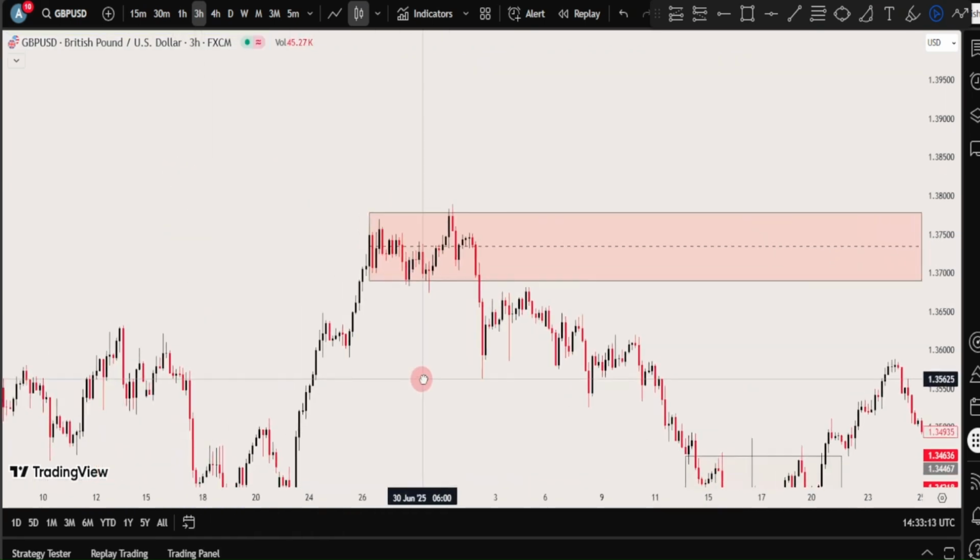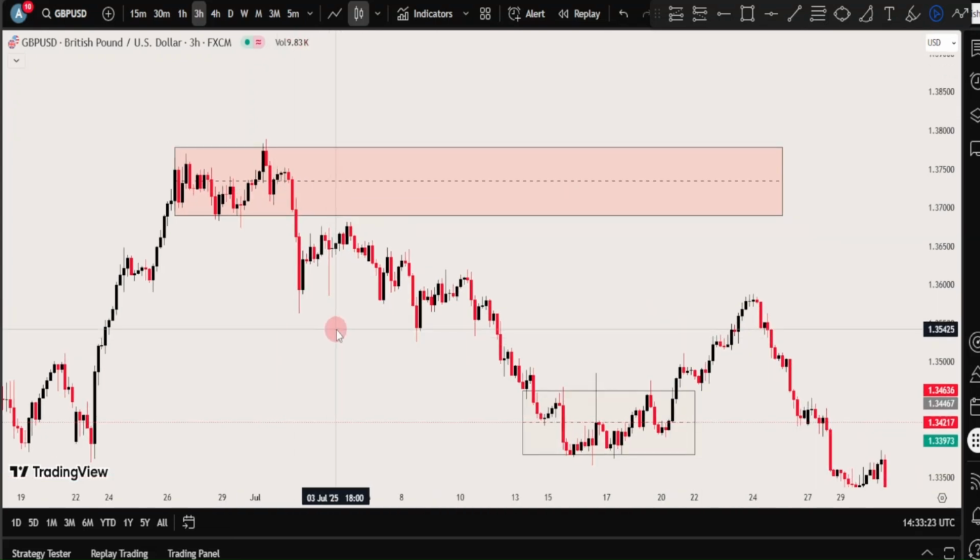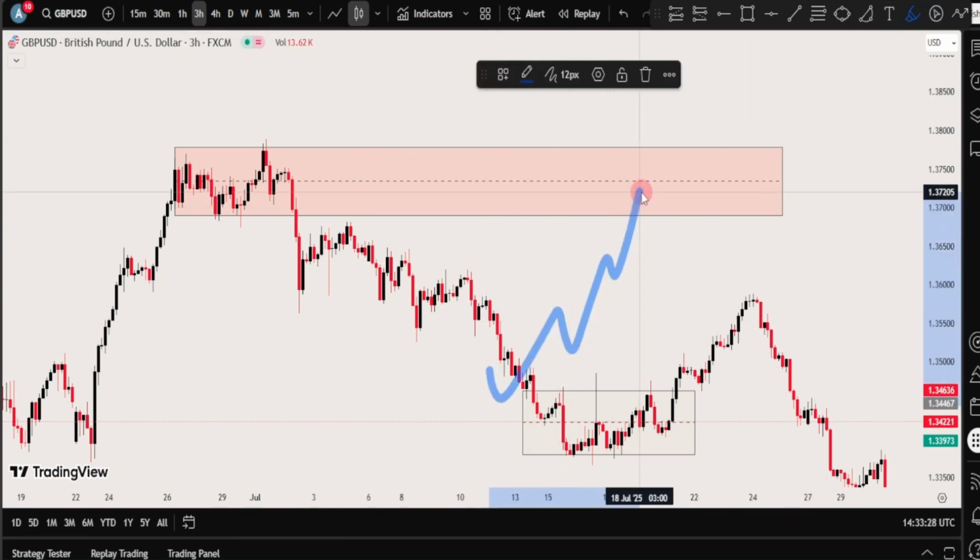For this zone to become your supply zone, because it is the zone that was created before price pushed, that is before the impulsive move, you extend your zone so that in the near future, if price trades back into the zone, you look to take your trade from there to the downside.